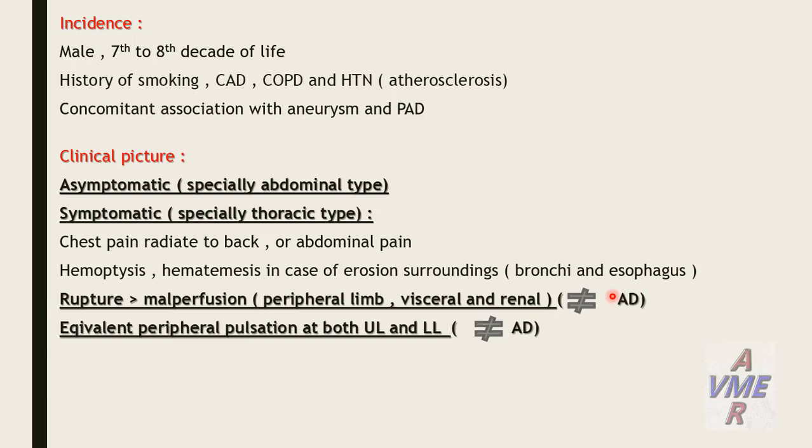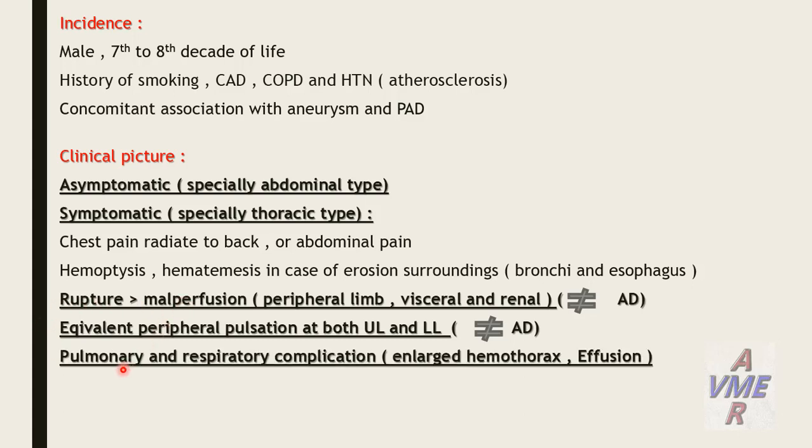Equal peripheral pulsation in both upper limbs and lower limbs in comparison to aortic dissection. In case of aortic dissection involving the left subclavian artery, we will not have equal pulsation at both upper limbs. When the dissection involves one of the iliac arteries, also you don't have equal pulsation in both lower limbs. But here in the penetrating aortic ulcer or intramural hematoma, we have equal peripheral pulsation at both upper limbs and lower limbs. We have risk of rupture more than malperfusion. Pulmonary and respiratory complications, enlarged hemothorax and effusion, and distal embolization.